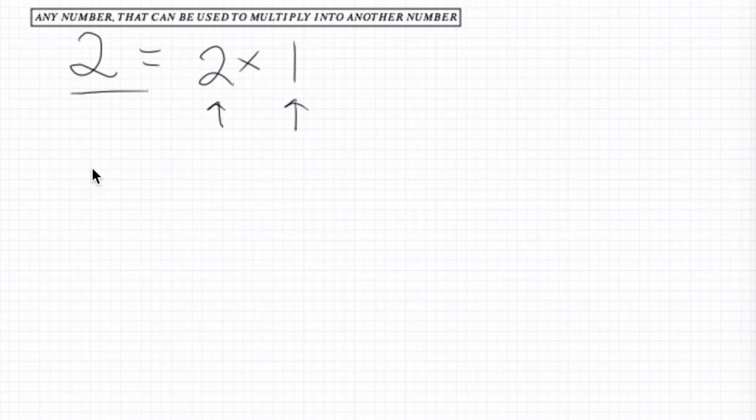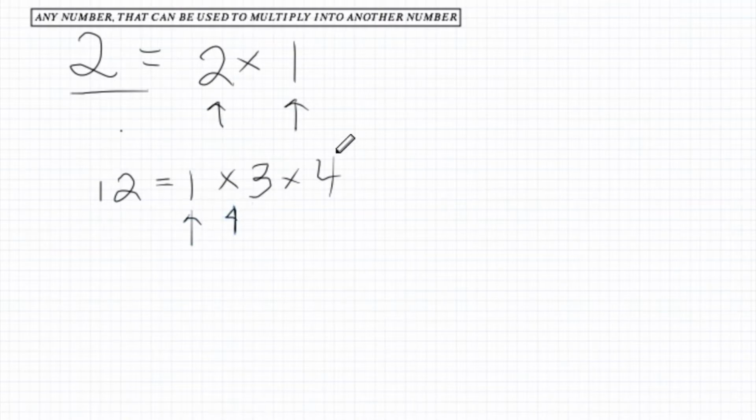So for example, 12 will have the factors of 1, 3, and 4. It's equal to 1 times 3 times 4. Now this is generally how we're going to write it, right? We write each of the factors as being multiplied because, going back to here, at the end of the day, they are any number that can be used to multiply into another number, not add, not divide, not subtract, none of that. We're using multiplication. So 1 times 3 times 4.